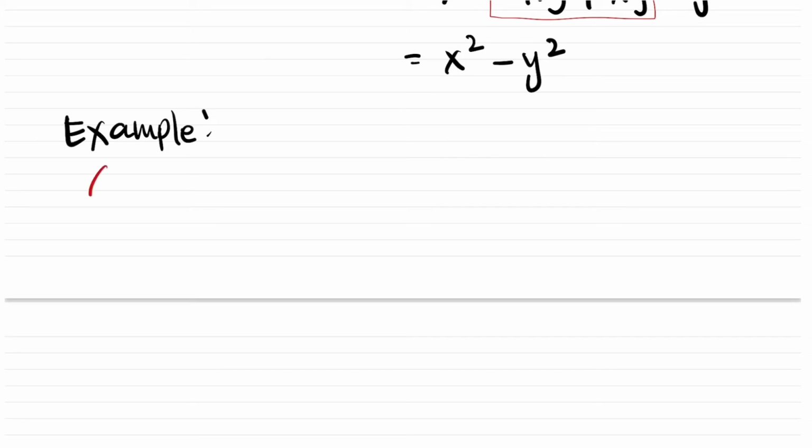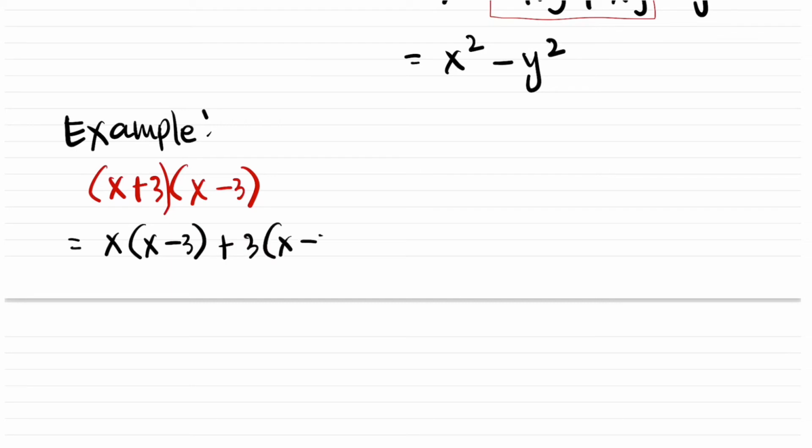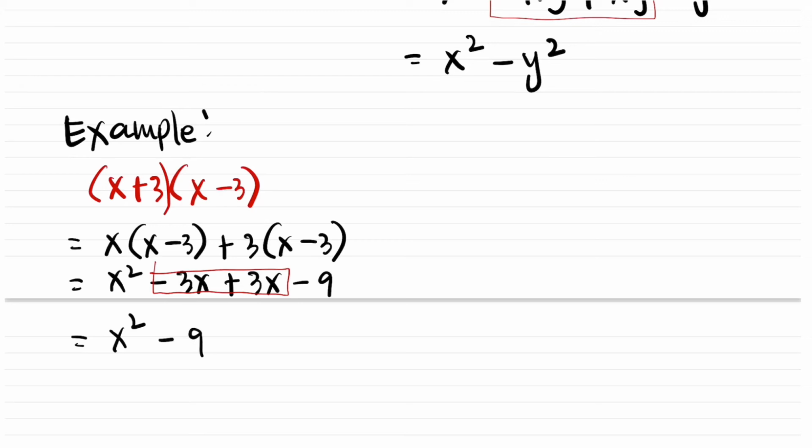So if I have here x plus 3 times x minus 3. Alright, then we simplify using binomial product. So we have x times x minus 3 plus 3 times x minus 3. Then we simplify: x squared minus 3x, then plus 3x minus 9. Then the answer would be, we combine like terms because these are the same, so therefore we have now x squared minus 9. Alright, because the middle term is 0.